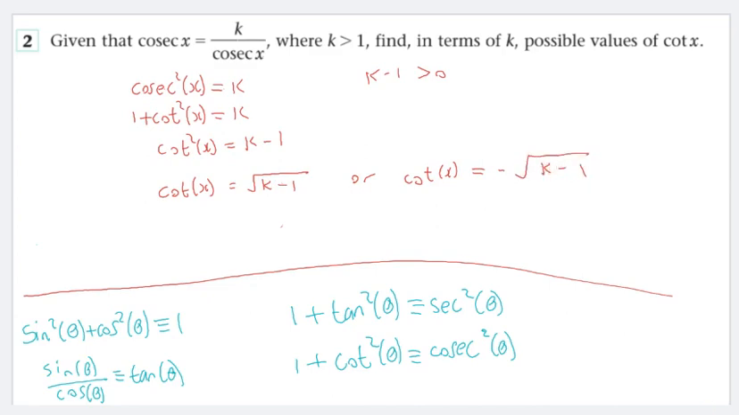The fact that k is greater than 1 means that that square root will remain positive, or it will remain doable, because the thing under the square root normally has to be greater than or equal to 0. So that just allows for us to do that. So keep in mind these identities at the bottom, because we're going to use them in the next questions.